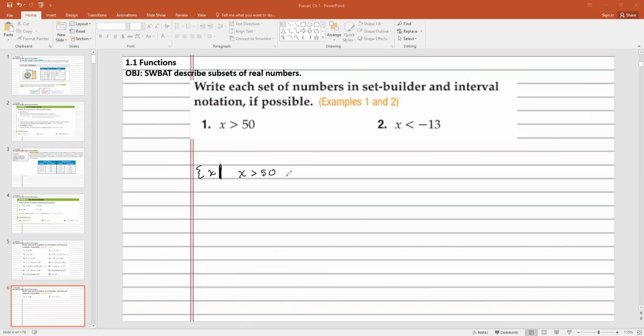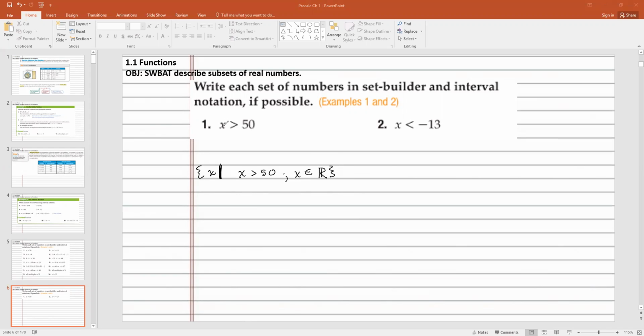And what numbers are those? Comma. That one's going to be all real numbers. So x is an element of all real numbers. It's R with a line through it. And that's set builder notation.